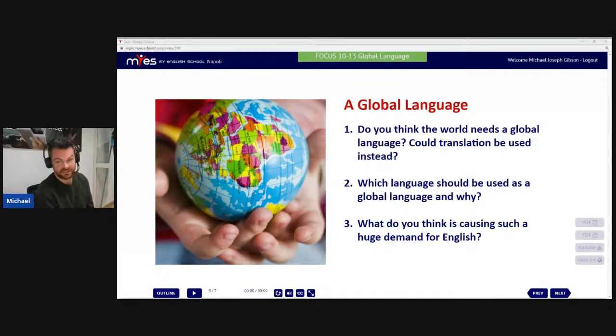Should we use Chinese for a global language? It could be very interesting. Could we use another language that's a lesser known language, for example, like French or even Italian? It would be very fun, yeah? Imagine that Italian was the global language. And what do you think is causing such a huge demand for English at this moment? Is it for work? Is it for study? What do you think are the reasons?